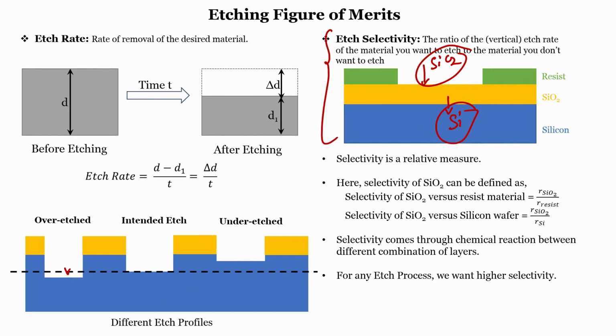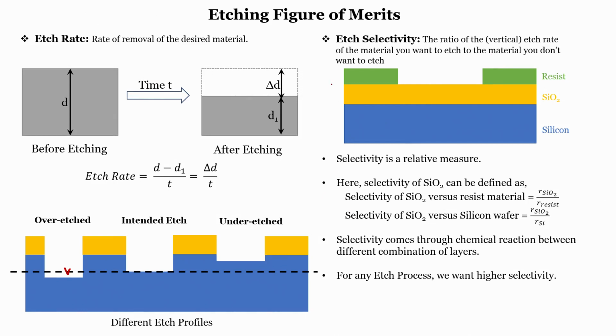So, selectivity is a relative measure, and in this case you can talk about silicon dioxide versus resist material. You can also understand it another way, that what is the etching rate of the resist material, because it is not only the silicon that we need to protect, but also the photoresist should not get etched, right. If the photoresist gets etched, then the silicon dioxide from the area below the photoresist also starts etching.